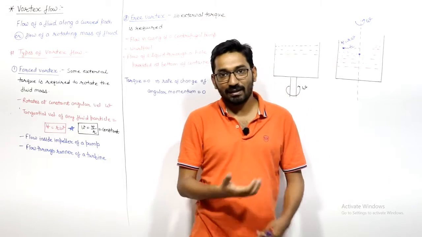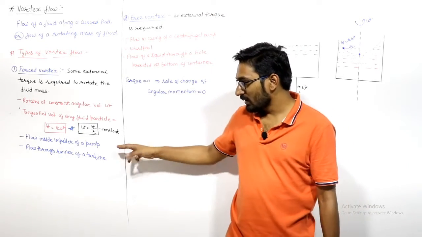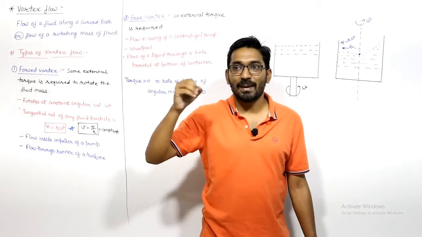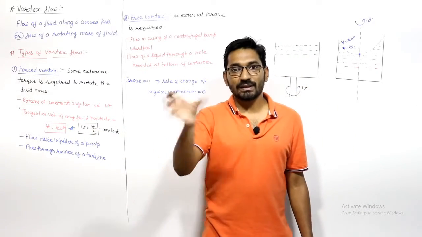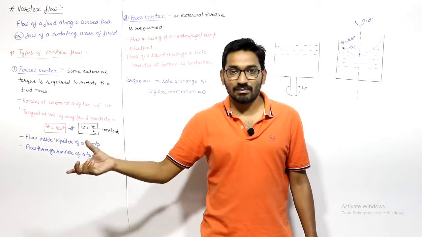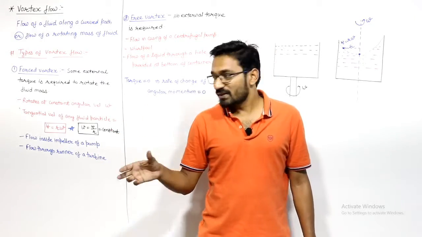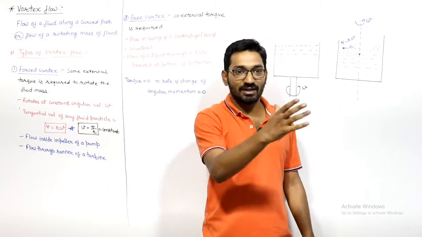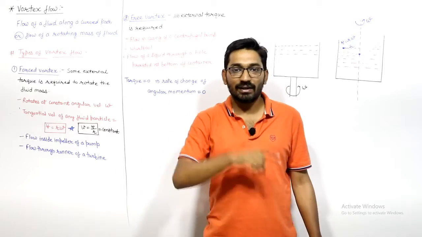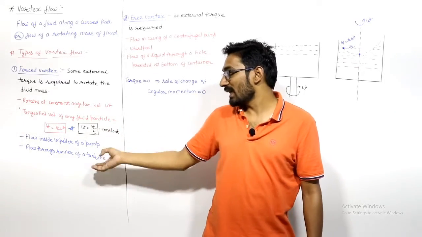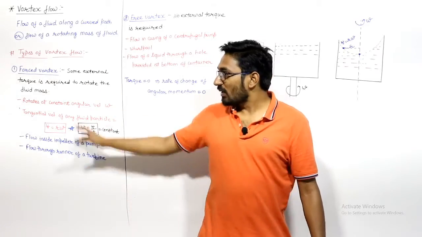And in engineering practical applications, if we want to see, then flow inside the impeller of a pump. You will learn what the impeller is, what the runner is. In the impeller, the blades are rotating with the help of some motor, so the flow in the impeller is a forced vortex. And flow through the runner of a turbine: when the fluid strikes the runner blades, they start rotating. Then that rotation of the fluid is known as forced vortex in the case of the runner. So this is all about the forced vortex.